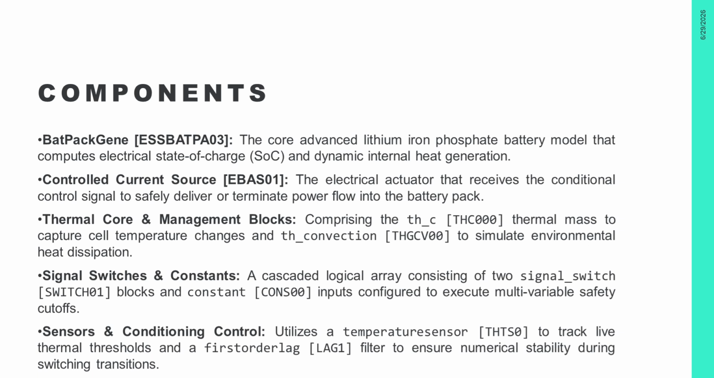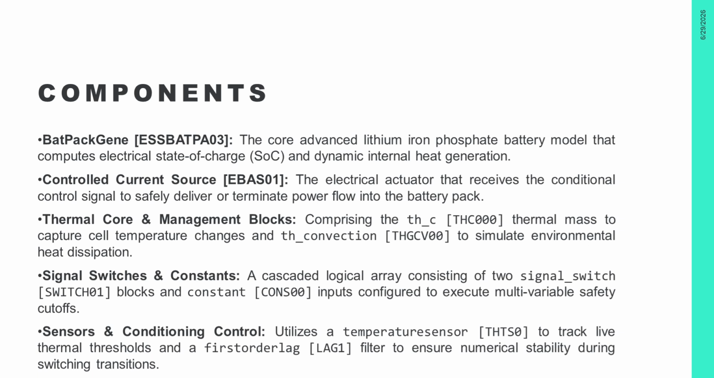The thermal and cooling blocks involve a thermal mass and the convection. The thermal mass is used to capture the heat dissipated from the battery, and the battery is cooled by the air. For this project, we are using a convective air source to simulate the environmental heat dissipation.